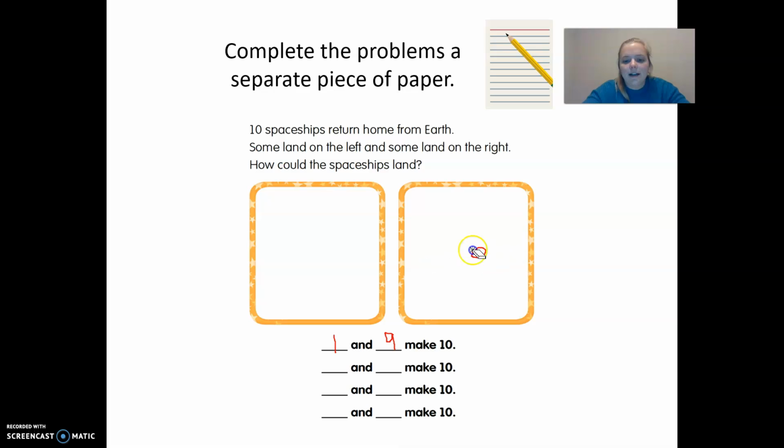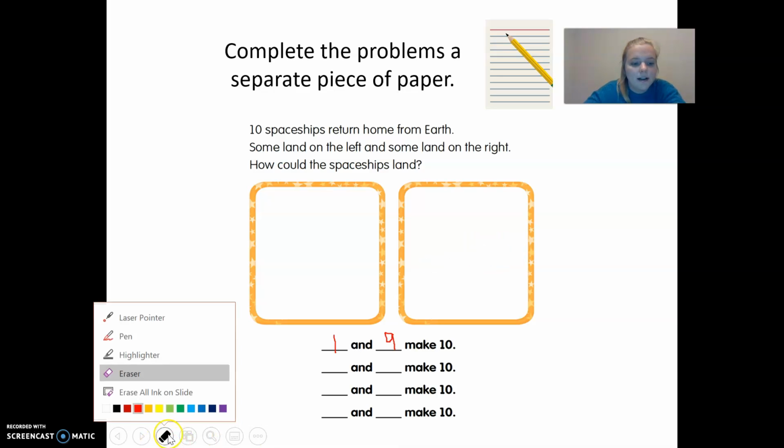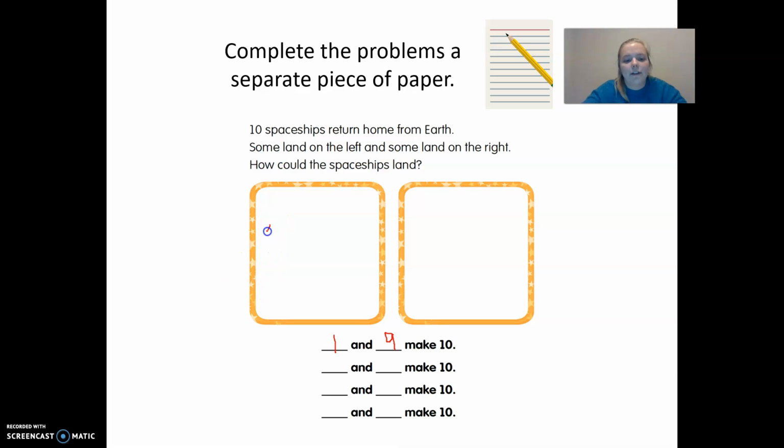What if I still just have the 10 spaceships, but maybe I have 4 that land over here. Okay, and if 4 land over here, that means how many have to land over here? Let's write 6, because I have 4, I have 5, 6, 7, 8. Oh, uh-oh. That one went a little crazy. Okay, so 8, 9. So I have 10 total, but I have 4 over here and 6 over here. So now I know that 4 and 6 make 10.